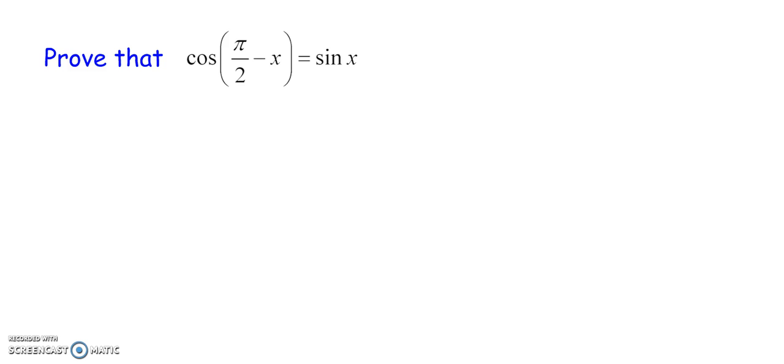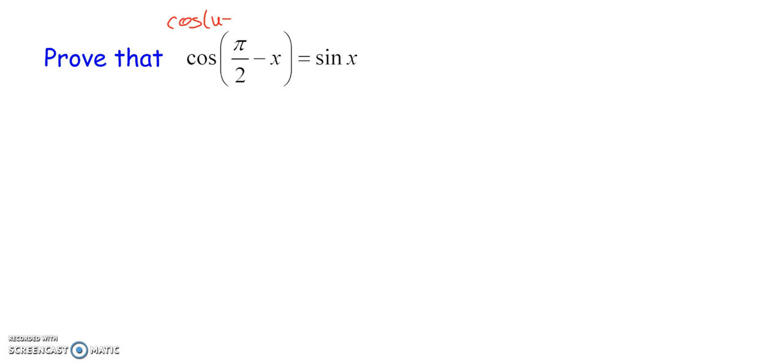All right, so here's a little proof to try to prove the cosine of pi over 2 minus x is equal to sine x. Now it's a proof. This is a formula, one of our cofunction identities. I told you it was true. Now I want you to actually prove to me that it's true. And the way we're going to do that is we're going to use that cosine formula.